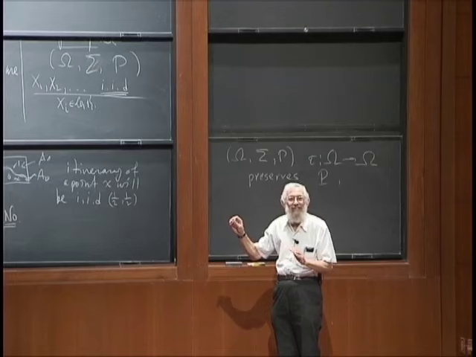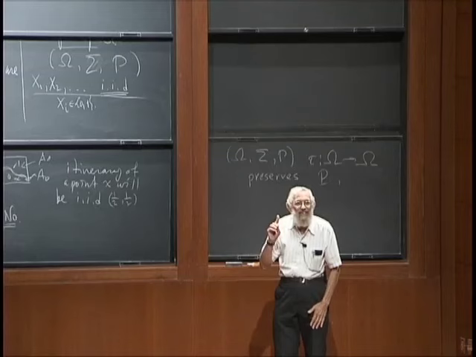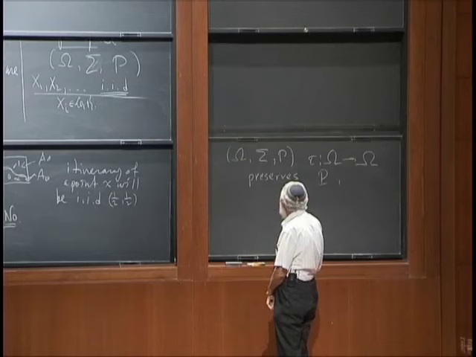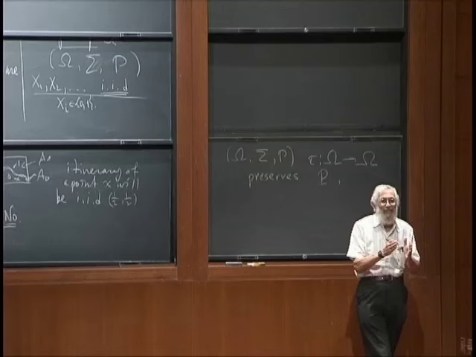Excuse me? It's not orientation preserved. No, this happens not to orient. It preserves the measure. It has determinant minus one. It's okay, I think it's okay. To preserve the measure, you need the Jacobian to be one, and I think the Jacobian is fine.